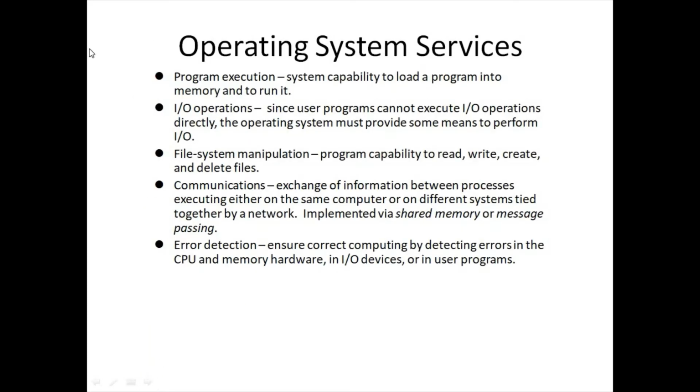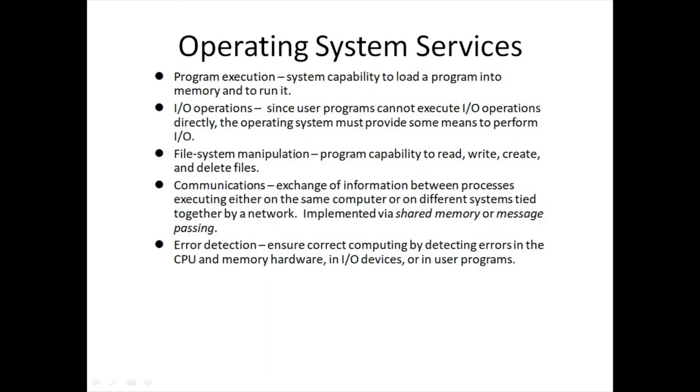And the operating system provides the following services: program execution, IO operation, file system manipulation, communication, and error detection. The system has the capability to load a program into memory and run it. That is the objective of program execution. For IO operations, since the user program cannot execute IO operations directly, the operating system must provide some means to perform input-output.